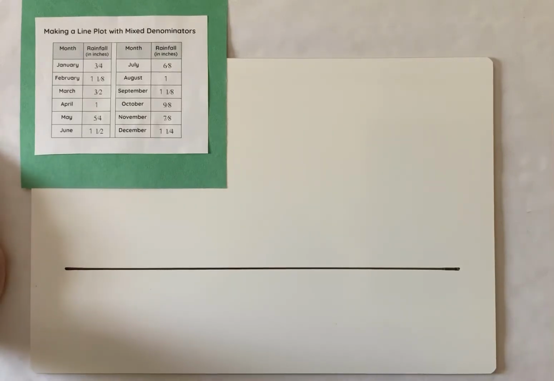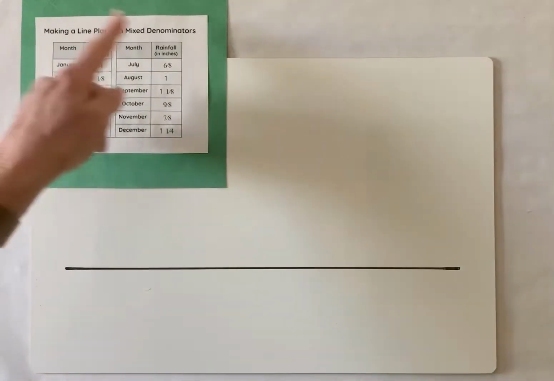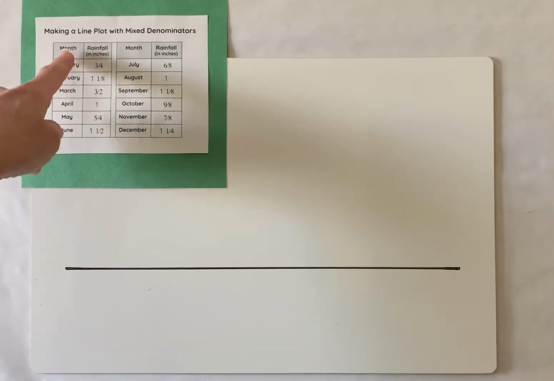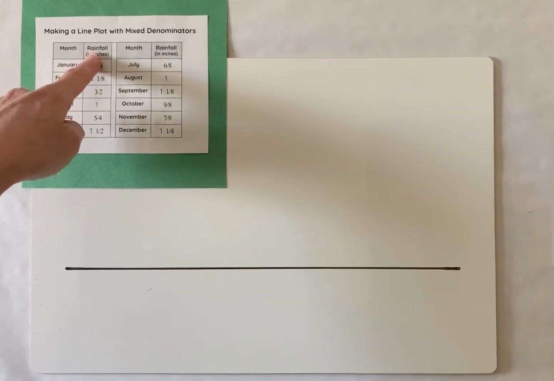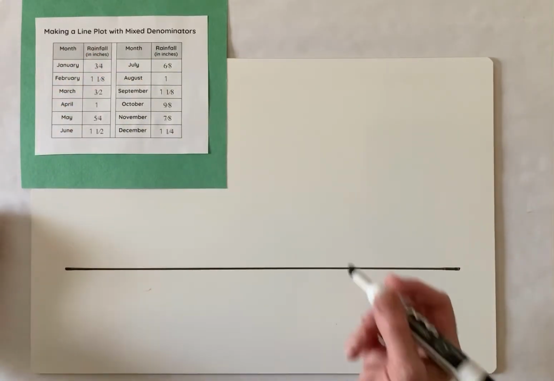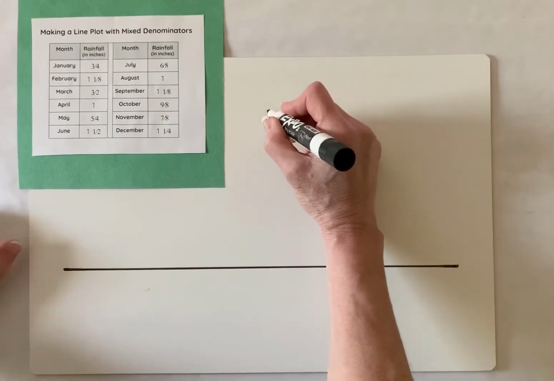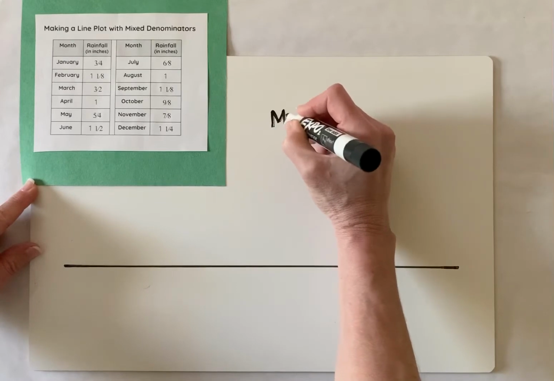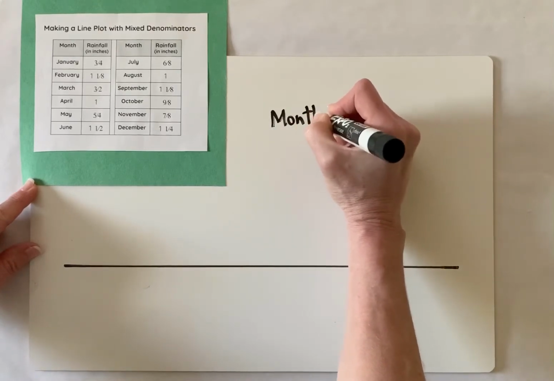First, you know that every line plot must have a title. So let's look at our information and think about what it's talking about. It's talking about our monthly rainfall, but it is in inches. So let's keep it simple. How about monthly rainfall in inches? And our title will go at the top.